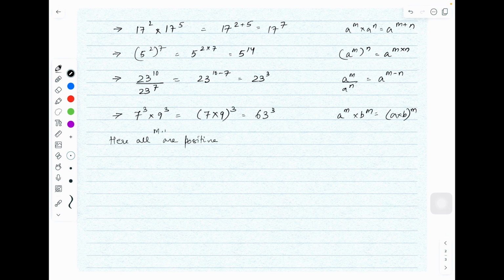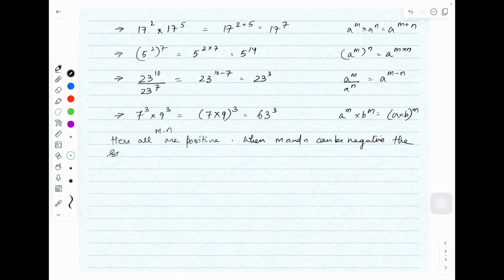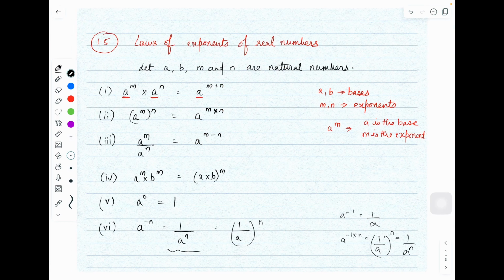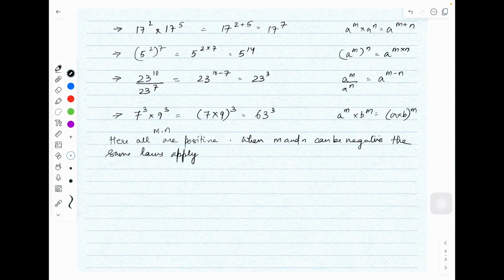all m and n are positive. Okay, when m and n can be negative, the same laws apply. Here I had written that all are natural numbers. Natural numbers means they are positive only, but if they are negative also, the same laws will apply. If the exponents are negative also, the same laws will apply. Example I am showing you.